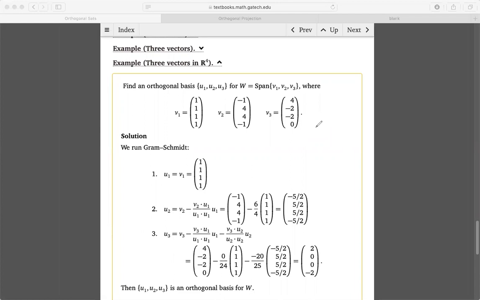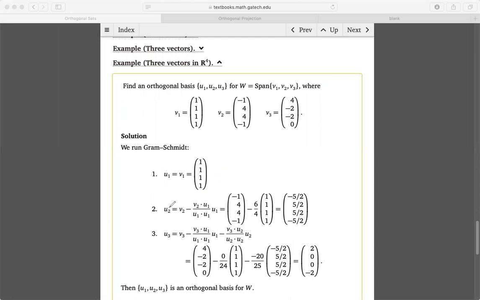But we still want to be able to form an orthogonal basis. So this is where the Gram-Schmidt process comes in handy. It's for any dimension where we can't visualize what's going on. So we just apply it. We set our u1 equal to v1, just our first vector.